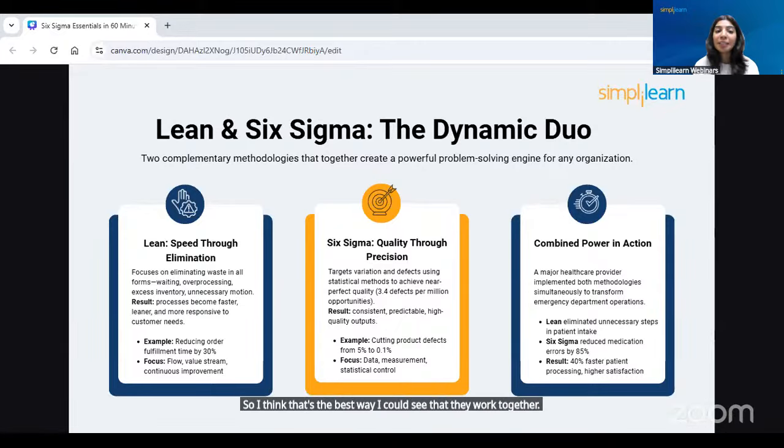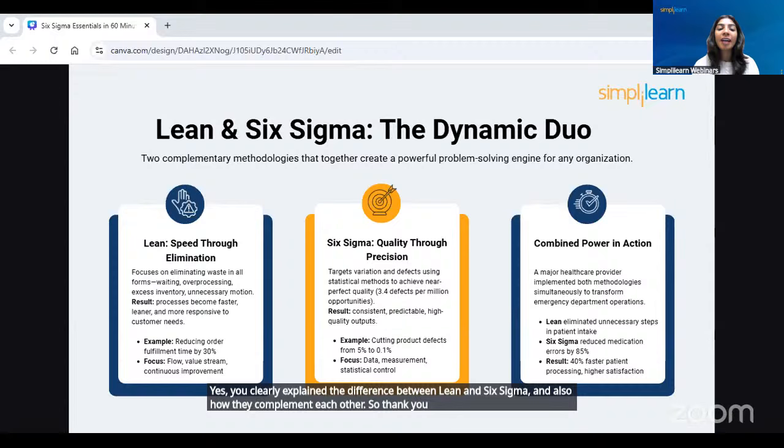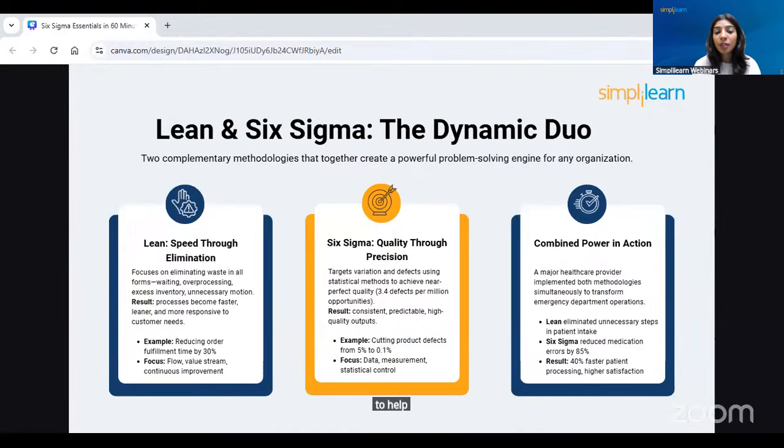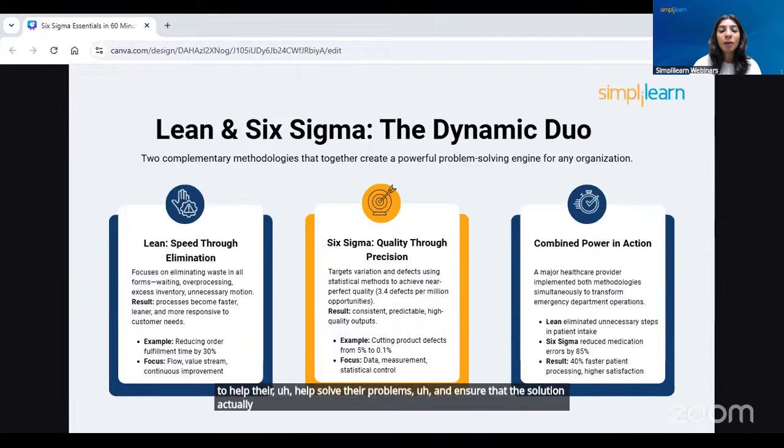Yes, you clearly explained the difference between Lean and Six Sigma and also how they complement each other. So thank you so much for that. And a major part of today's webinar is also about solving complex business problems. So Rex, can you walk us through a framework that professionals can probably use to help solve their problems and ensure that the solution actually sticks?